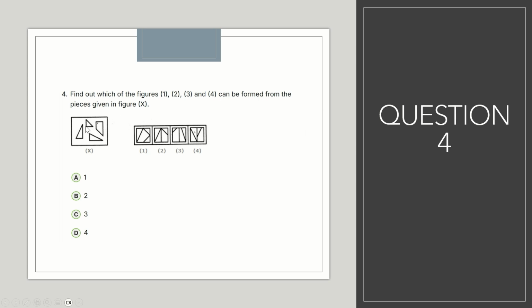Then we'll look at figure X. Looking at figure X, we can look at these 2 pieces first. You can see that we can put these 2 pieces together to form some sort of rectangle. If we were to do that, we can see that our options will either be figure 2 or figure 4.